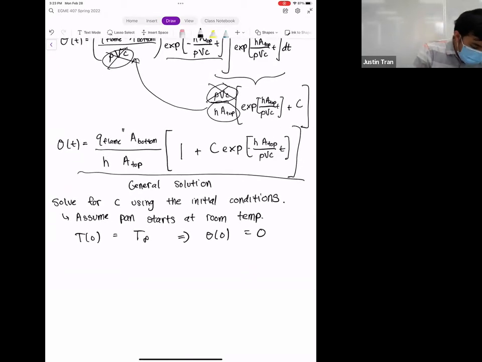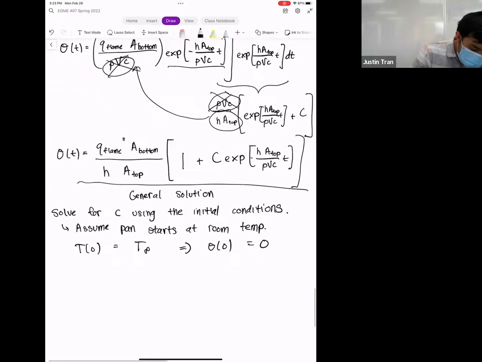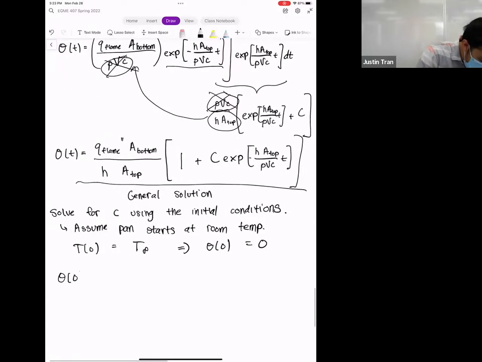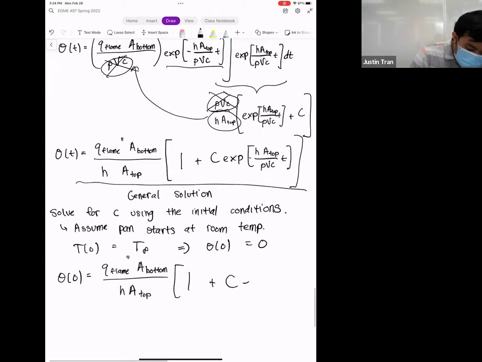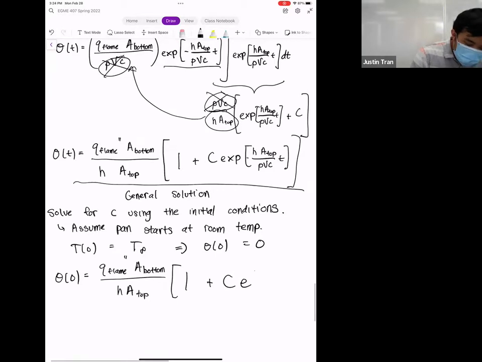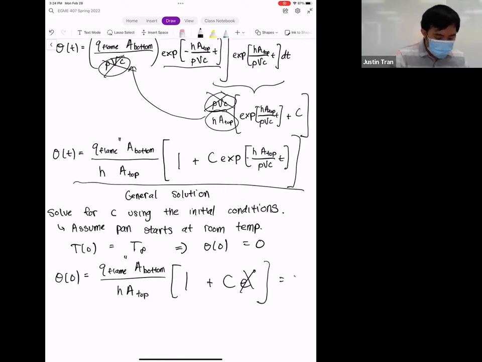All right, so let's go ahead and plug that in. So we have theta of 0. Okay. It's going to be equal to Q flame double prime, A bottom, divided by H A top, multiplied by 1 plus C times e raised to the 0 power, right? Because we're plugging in 0 for t. Okay. And we know that e to the 0 is just 1. Okay. So we're just going to cancel that out. And all this is going to be equal to 0.